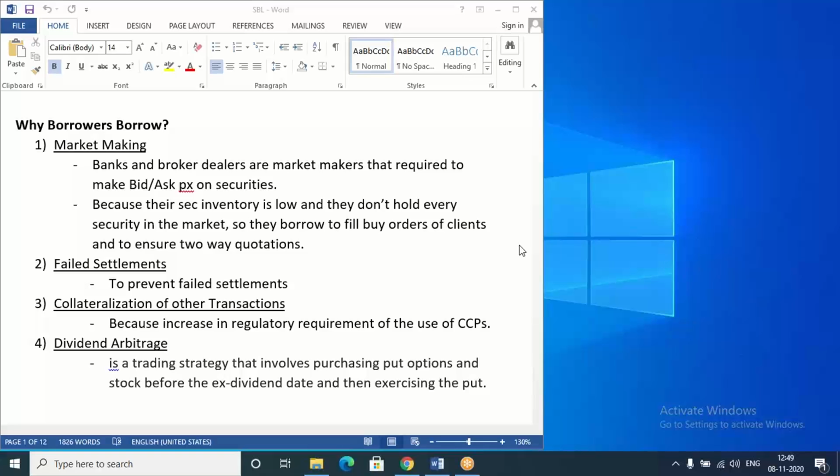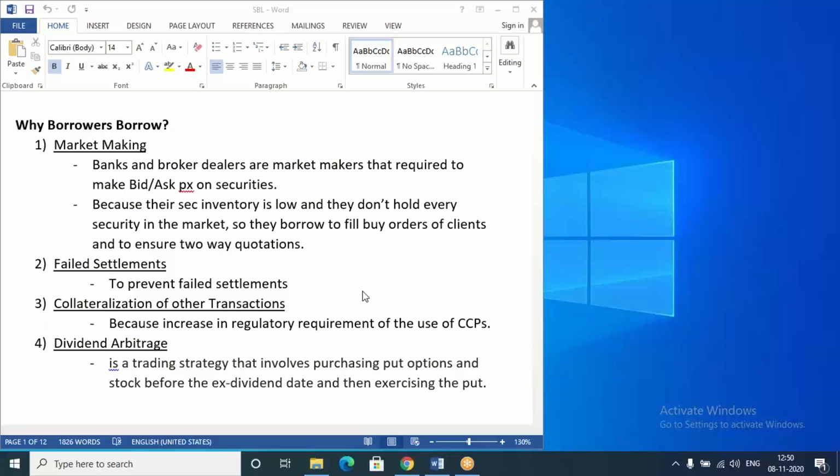The next is, as we discussed, collateralization of other transactions. Because of increasing regulations, regulators are pushing, especially in the OTC market, to use central counterparties. What would happen is counterparties or institutions might want to borrow securities in order to collateralize other deals. Okay.